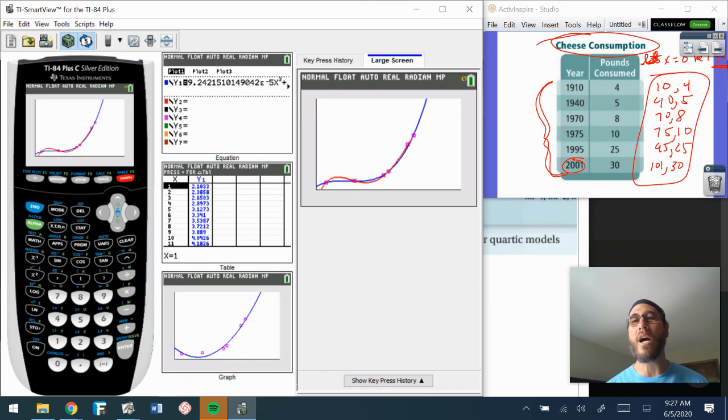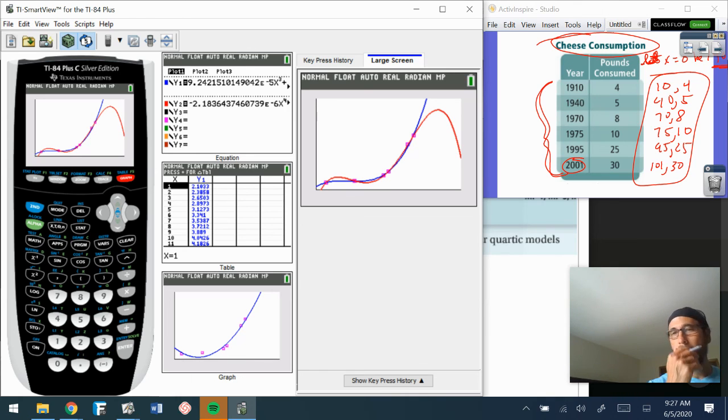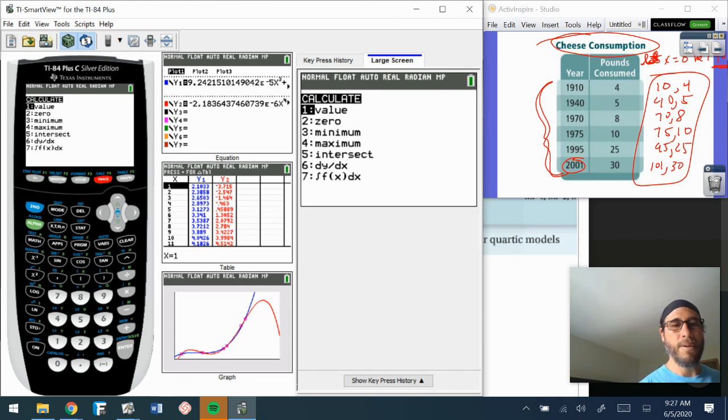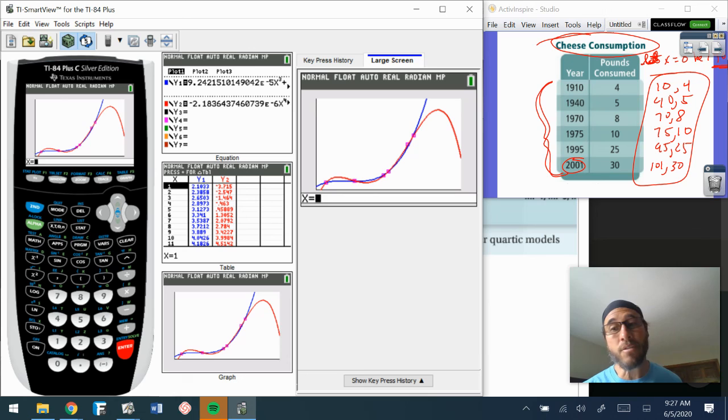Right? So that means I want to use the red as my predictor. And if you notice, there's a big difference there. Right? Oh my gosh, cheese goes down. Okay, so I'm just going to do one with you. How much cheese would there be in 2005? So I'm going to hit second, trace. I'm going to hit value. Now, am I going to plug in 2005? No way, Jose. I'm going to plug in a 105.